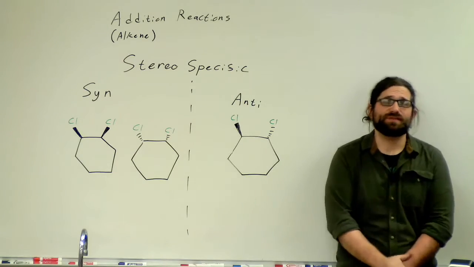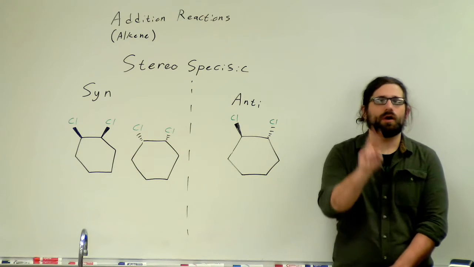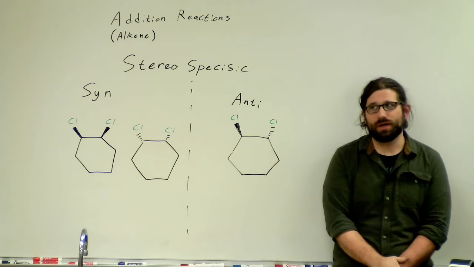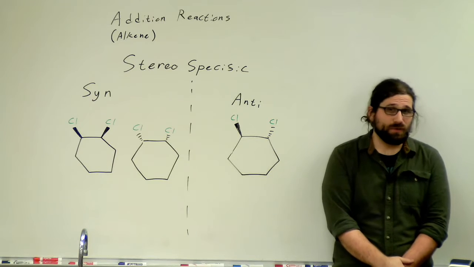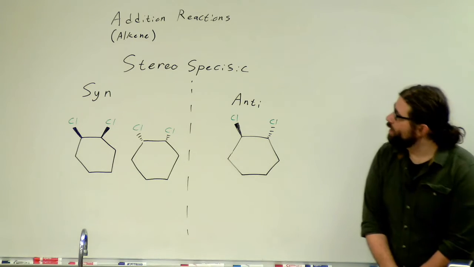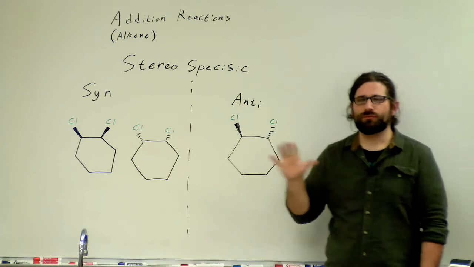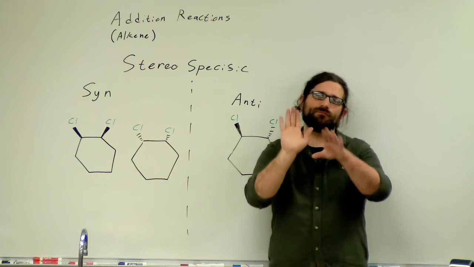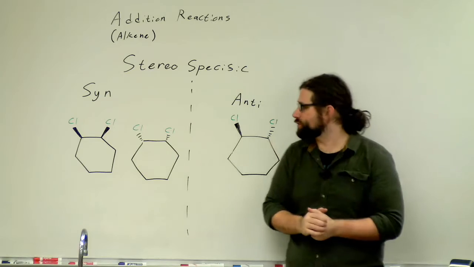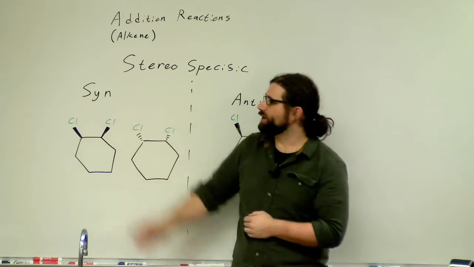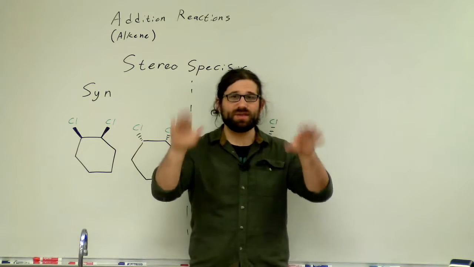So within stereospecificity, there are another two key words that we're going to be using that are going to really inform our mechanisms. These two words are syn and anti. What these refer to is the placement of the forward and backward stereochemistry. In syn products, everything is going to be facing the same way.